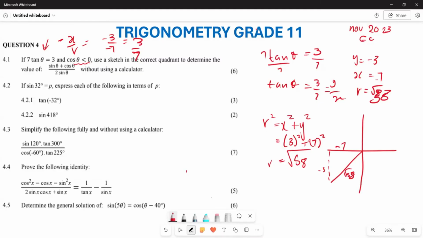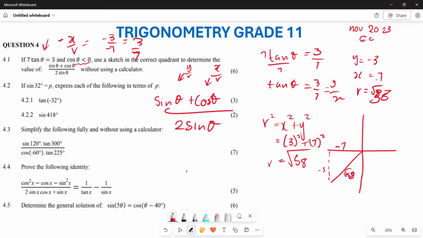Now, let's look at what they wanted us to do. They wanted us to find sine of theta plus cos of theta over 2 sine of theta. Already we know that your sine is the same as y over r, and your cos is the same as x over r. So you just have to express that in that particular format. So which means here, this is the same as what?